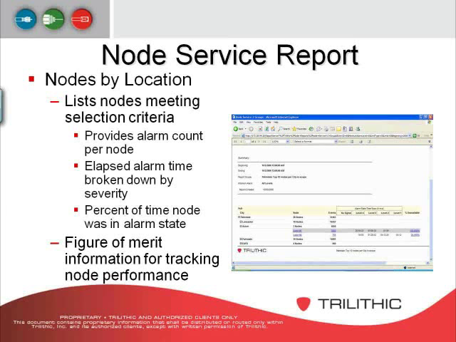Nodes by location lists nodes meeting selection criteria. It provides alarm counts per node, the elapsed alarm time broken down by severity, and then the percentage of time the node was in an alarm state. Figure of merit information for tracking node performance. So it's just so important that these types of reports are viewed, because the customers are paying for a high level of service, and they expect high service quality.